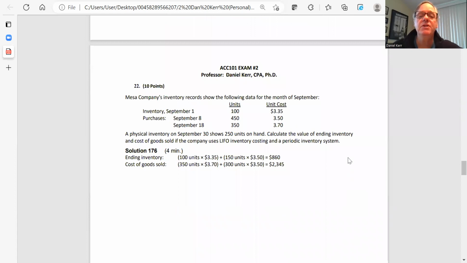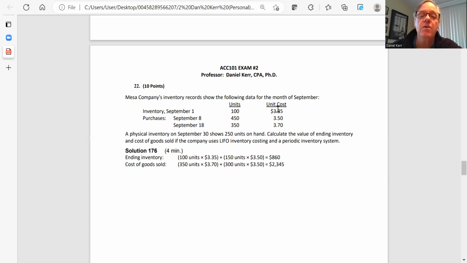Next one was pretty simple. This was an inventory question showing the following physical inventory. If you add up all these units together, it looks like the company had available for sale 900 units, and there were 250 units on hand at the end of the period. So what you need to do is assign the value to the ending inventory based on 250 units, and you've got to use the LIFO inventory periodic, which means you've got to go all the way back and say, what is my oldest possible inventory cost?